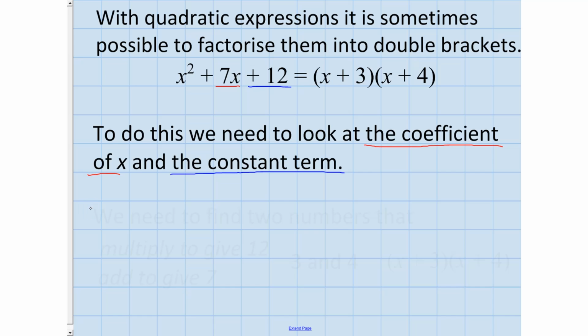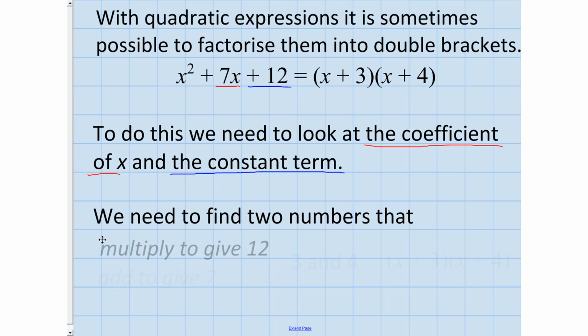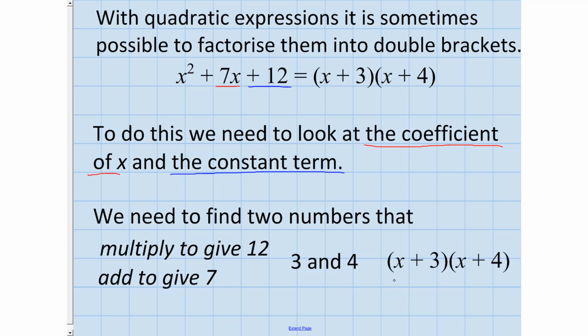x. Now to factorise this, we need to look at two numbers that multiply to give 12, multiply to give the constant, and add to give the 7, the coefficient of x. And we can see those numbers are 3 and 4, because 3 times 4 is 12, and 3 add 4 is 7. So that's why it ends up being x plus 3 and x plus 4.